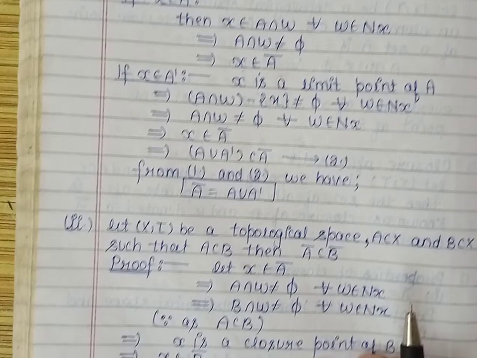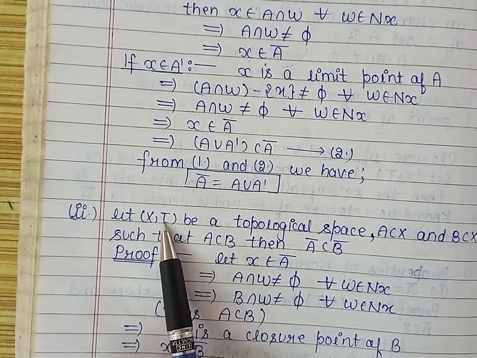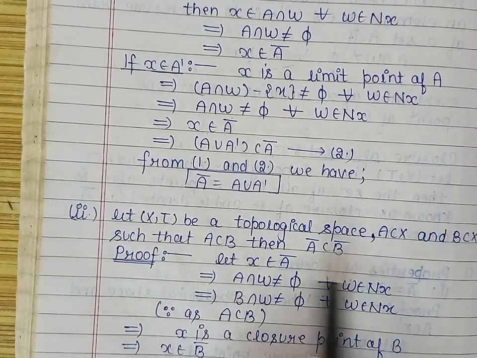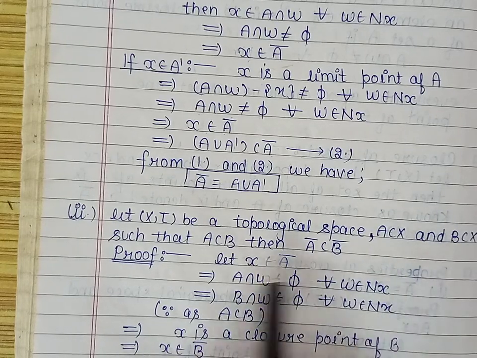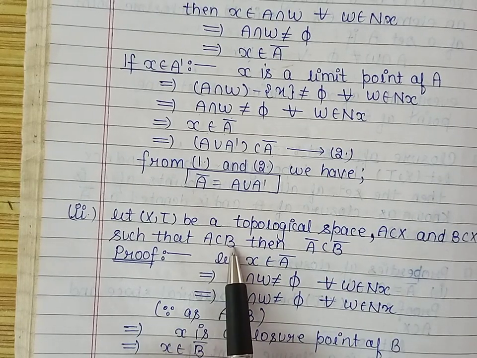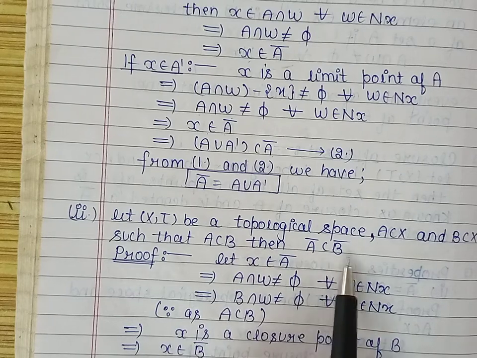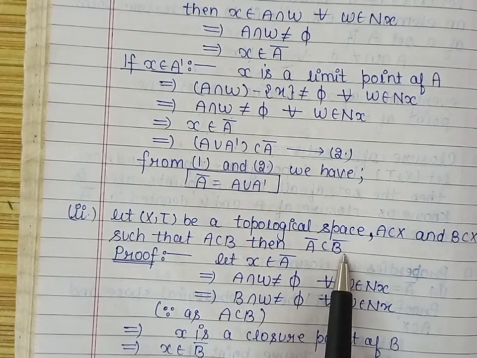Now the next property of closure: in a topological space (X, τ), for two subsets A and B of X, if A is contained in B, then A closure is contained in B closure.